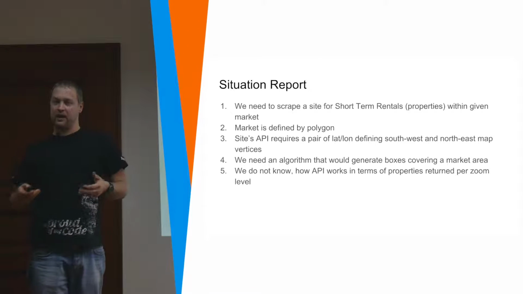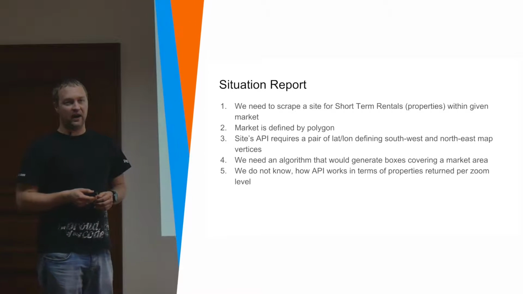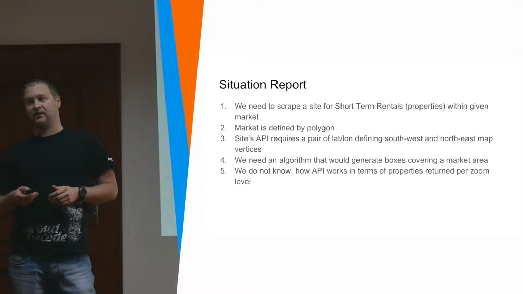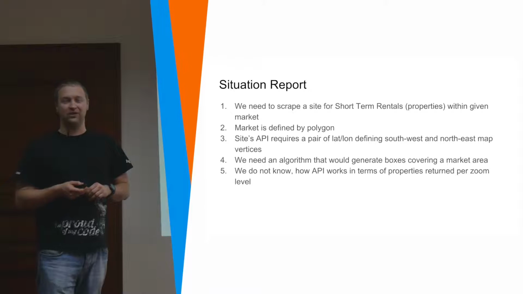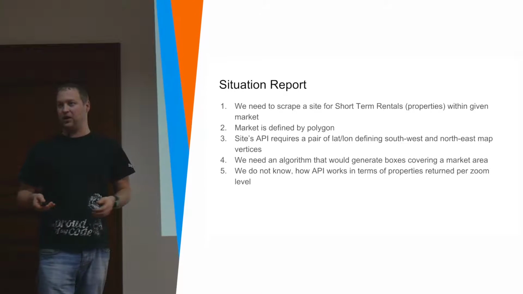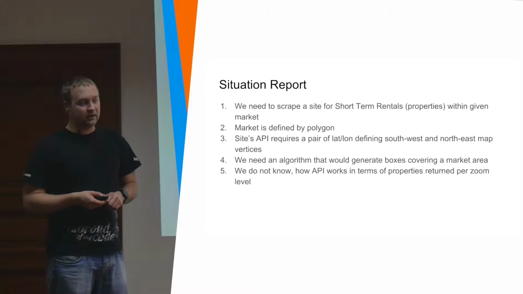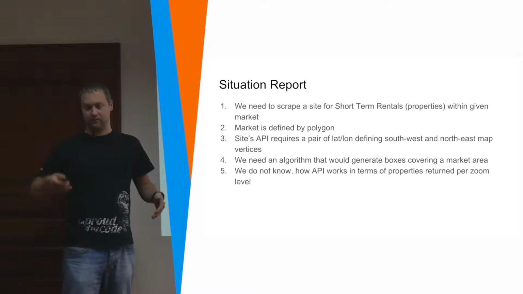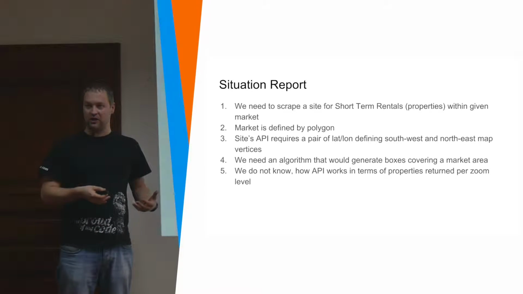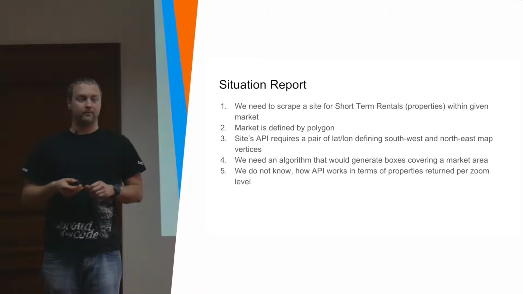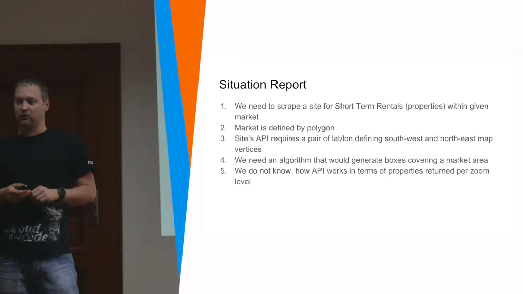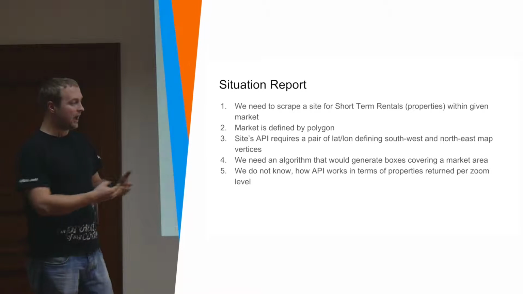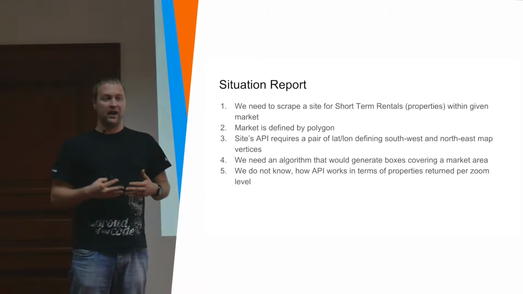And this market was defined by a polygon, just an irregular shape that defines, for example, a city or a region. And the problem was that the service that we did use did not accept the polygon as the area that it should return information for, but it did require a pair of latitude and longitude that did describe the bounding box of an area that you would like to get information for. So what we did need was actually an algorithm that will translate this polygon into one or many bounding boxes that we'll then be able to supply to the API and retrieve the information.